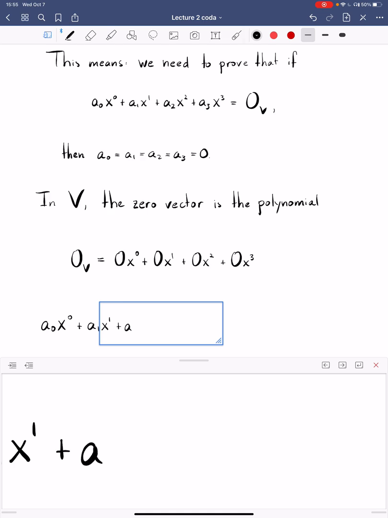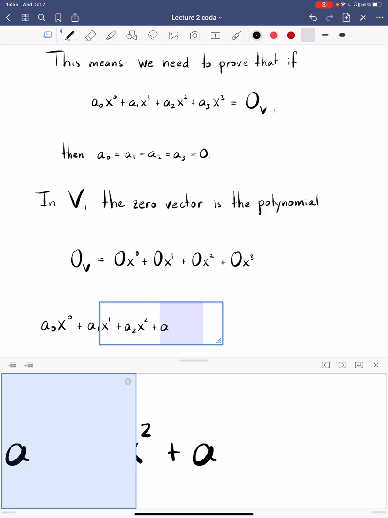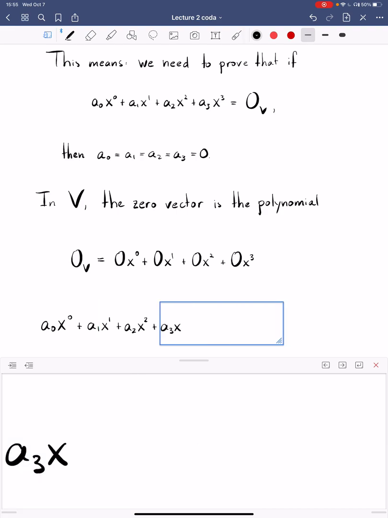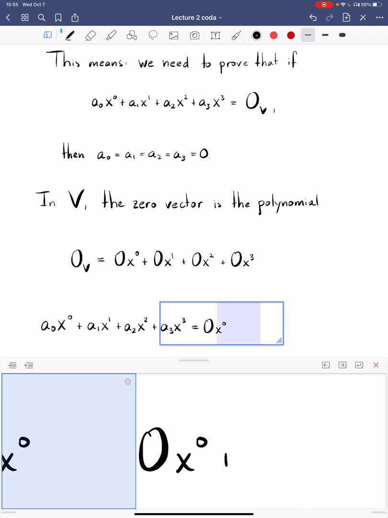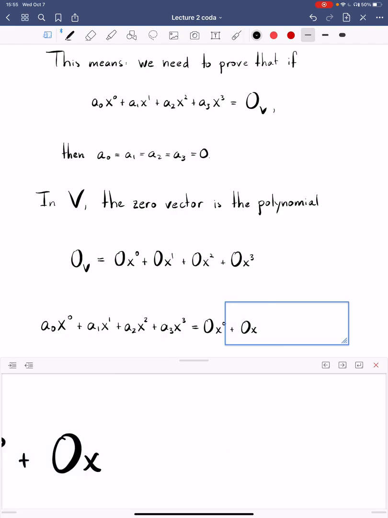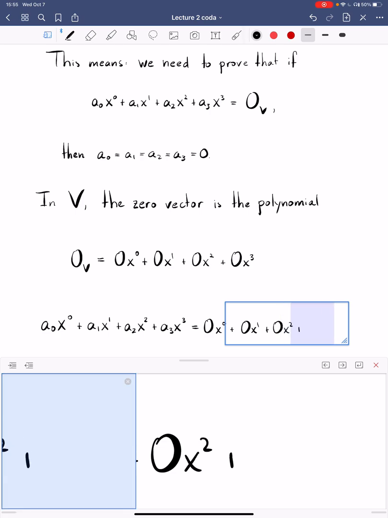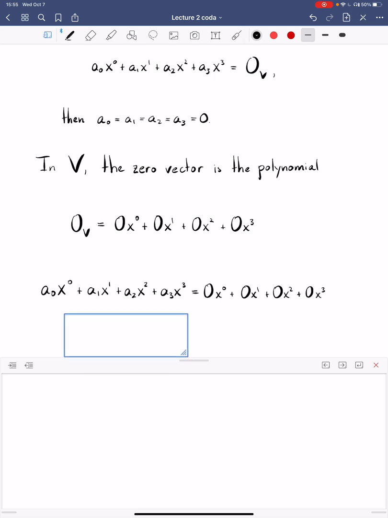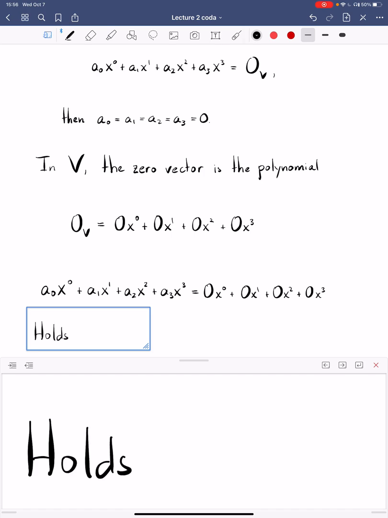Right, so this is an arbitrary linear combination of the monomials x to the 0, x to the 1, x to the 2, x to the 3. What does it mean for this to be equal to the 0 polynomial, right? So 0x to the 0 plus 0x to the 1 plus 0x to the 2 plus 0x to the 3. So what does it mean for two polynomials to be equal? It means exactly that their coefficients are equal. That is the definition of two polynomials being equal.